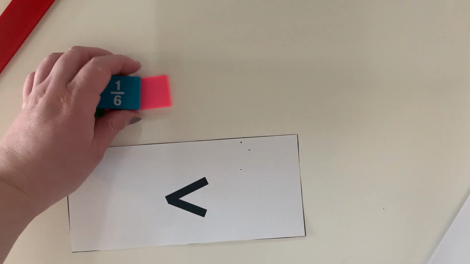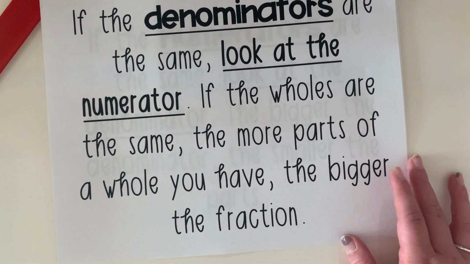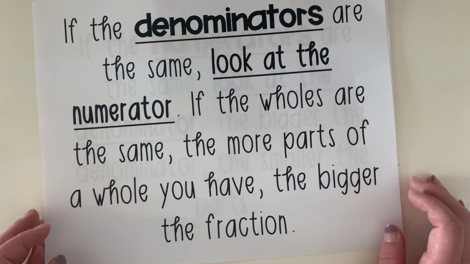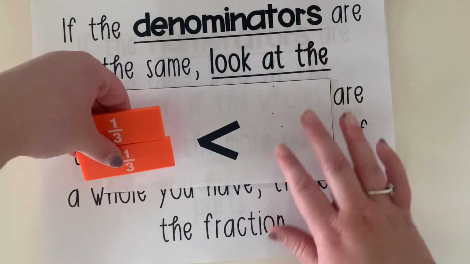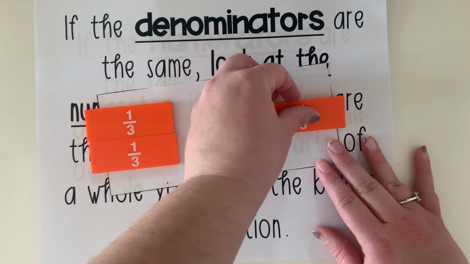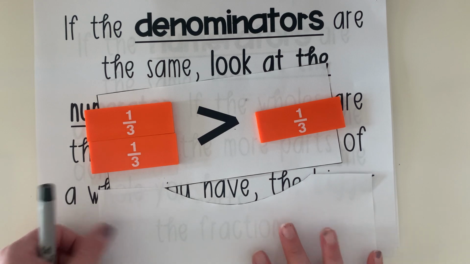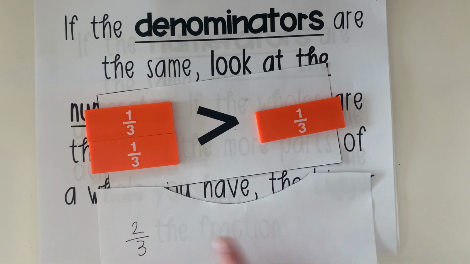Then the opposite. If the denominators are the same, look at the numerator. If the wholes are the same, the more parts of the whole you have, the bigger the fraction. So if I'm comparing 2/3, here's 2/3, and here's 1/3. So this would be written like this, because I have two pieces over here, so 2/3 is bigger than 1/3, right?